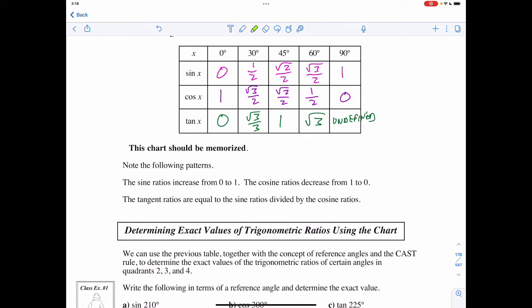Even though it's not obviously evident, tangent ratios are always the exact same as the sine ratio divided by the cosine ratio. This will be important in the 30 level as well. Tan of theta is equal to sine of theta over cos of theta every single time.